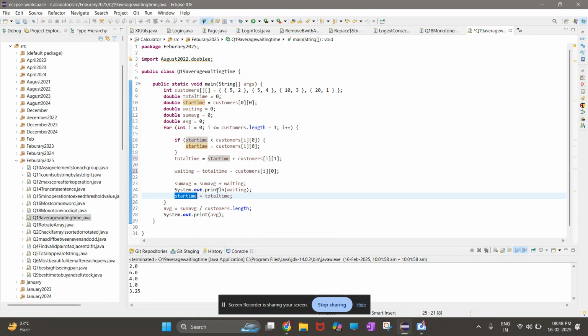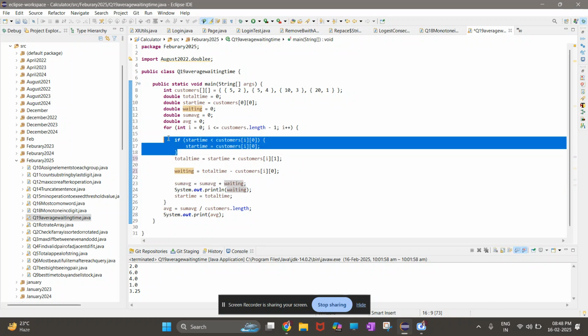Meanwhile, we have to calculate the waiting time. The waiting time is the total time, that is 7, minus the time at which he started preparing the order, that is 5. So 7 minus 5 is 2. Sorry, the waiting time is 2, and then I have calculated the average for every customer.